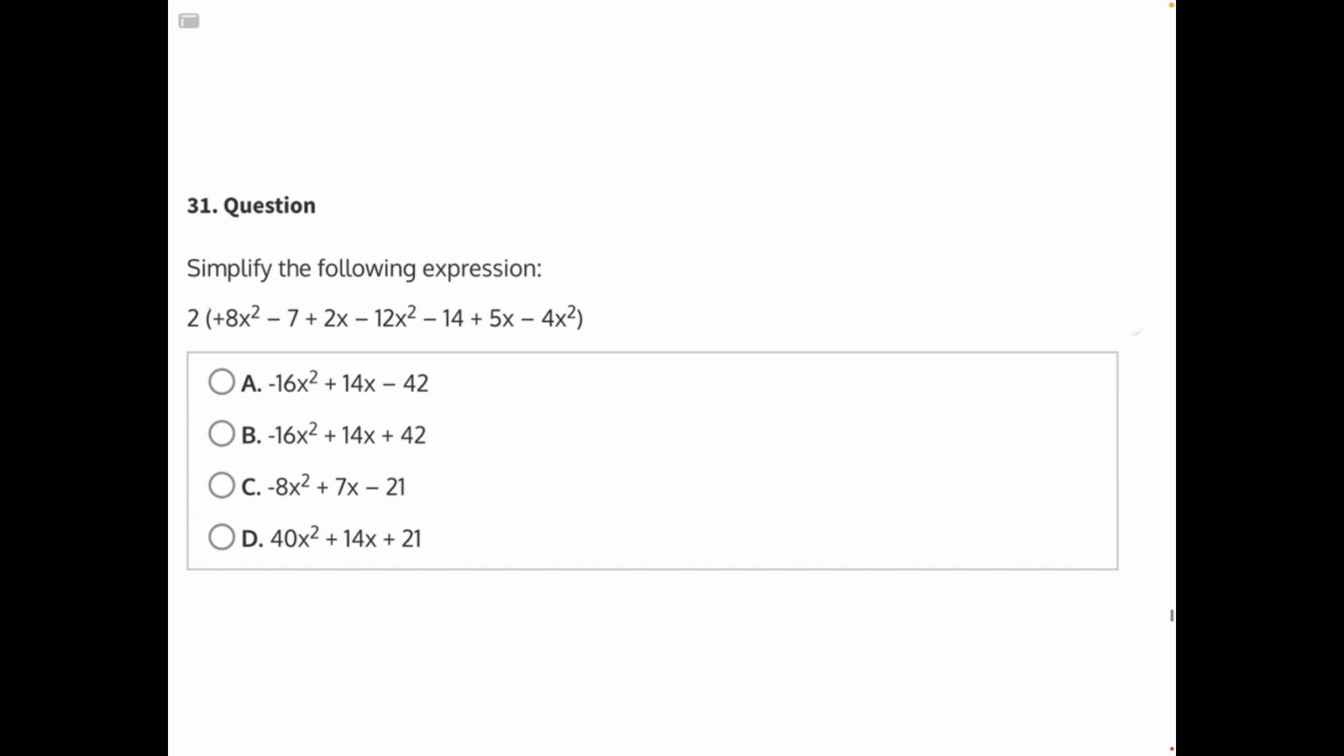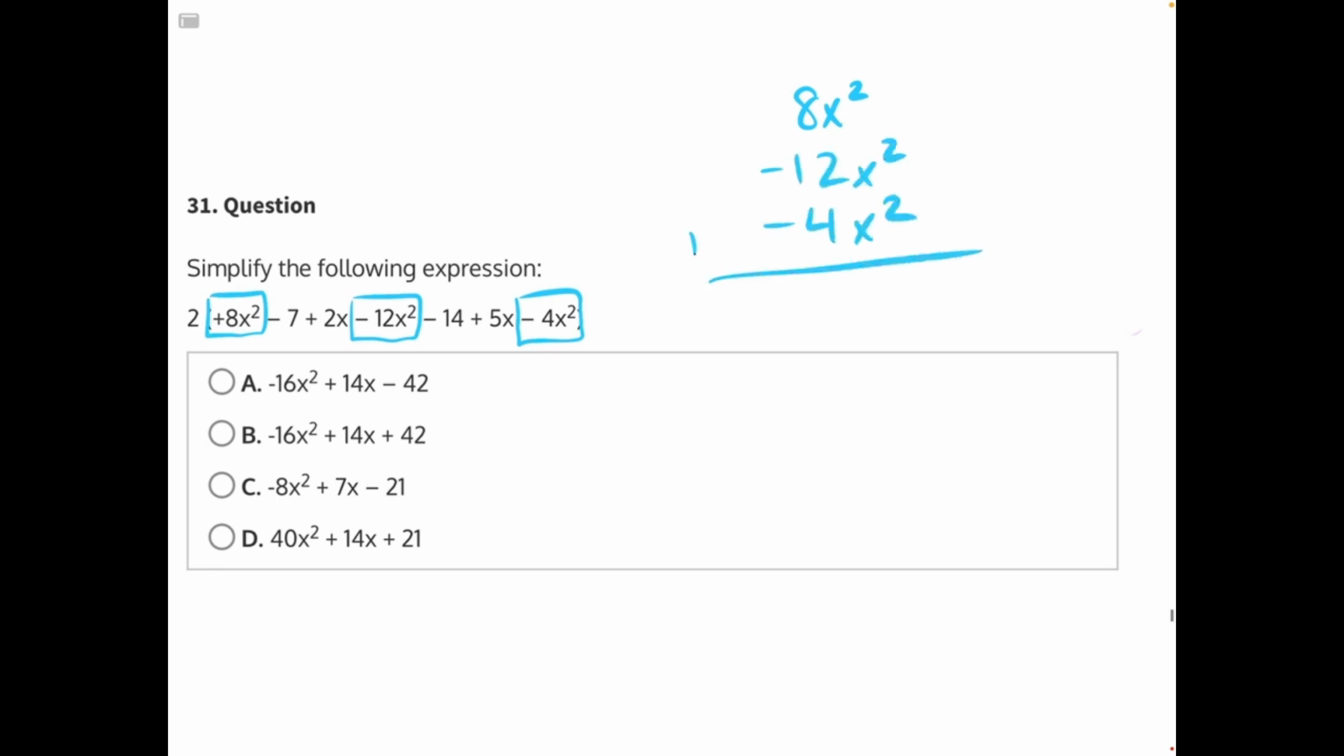We will start with our x squared like terms. So anything that has an x squared attached to it, we can combine those because they are like terms. 8x squared, negative 12x squared, and negative 4x squared. Let's start by combining those negatives. Negative 12 plus negative 4 will give us negative 16. So we'd have 8x squared minus 16x squared.